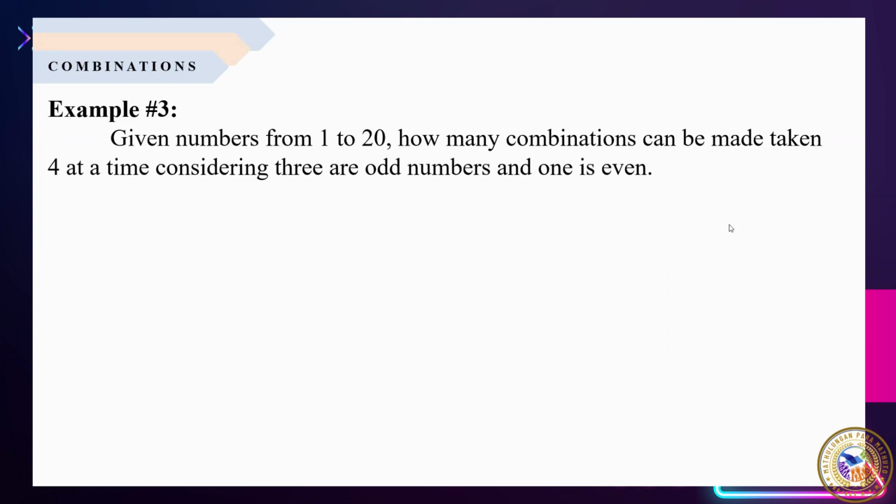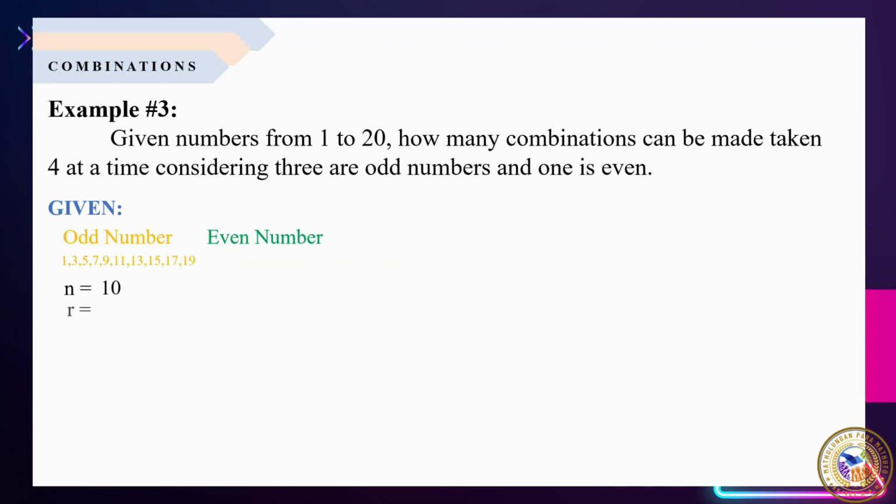So unang-una, alamin muna natin yung given natin. Kung titignan natin, meron tayong 2 events. Number 1 is odd number at yung isa naman ay even number. Okay? So unahin muna natin yung odd number natin. Alam naman natin from numbers 1 to 20, ang odd numbers natin are 1, 3, 5, 7, 9, 11, 13, 15, 17, and 19. Therefore, ang n natin ay how many odd numbers ang meron sa 1 to 20? There are 10 odd numbers.